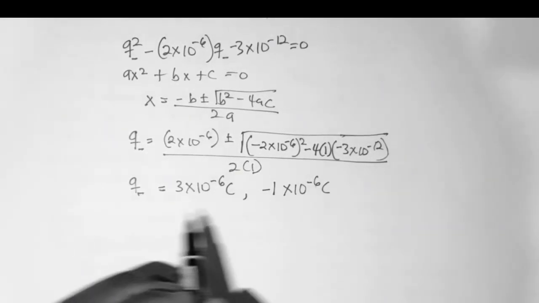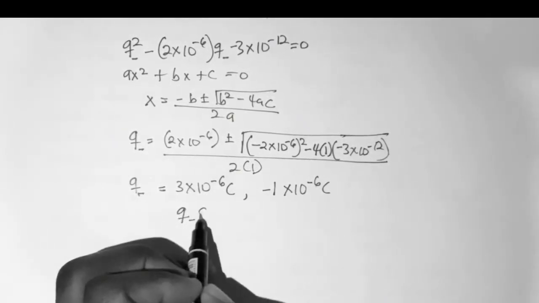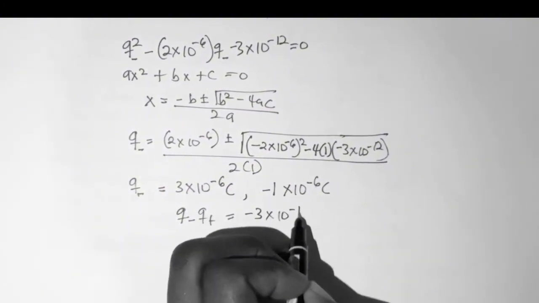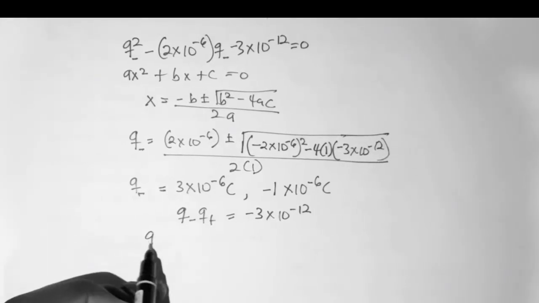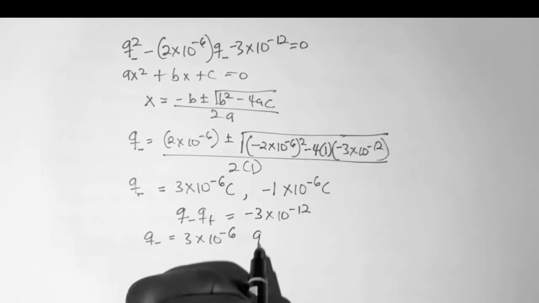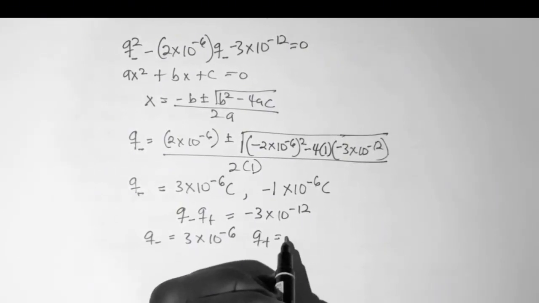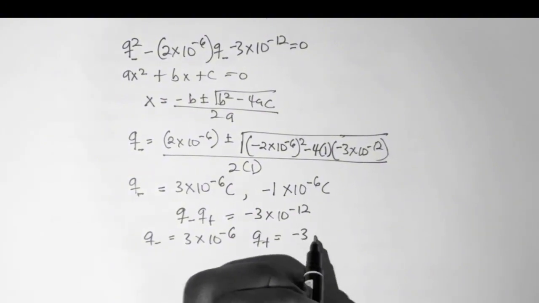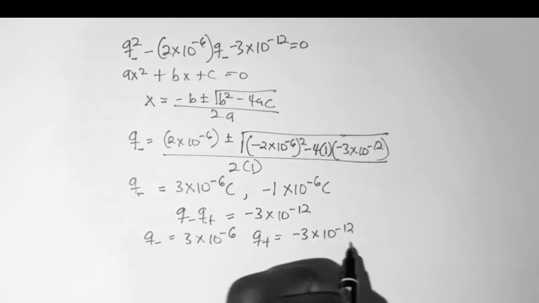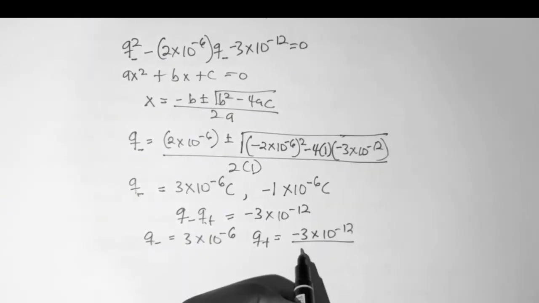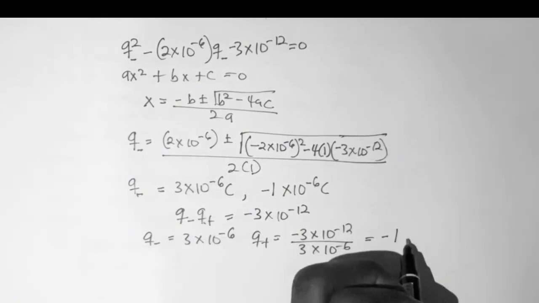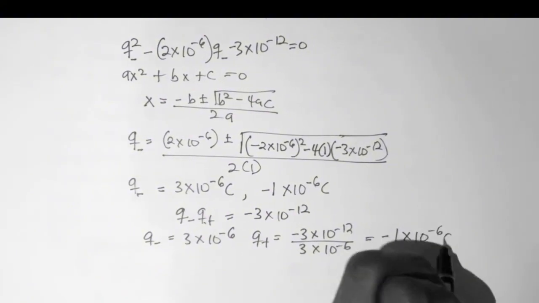So having found Q minus, remember that we said that Q minus times Q plus is equal to minus 3 times 10 exponent minus 12. So if Q minus is equal to 3 times 10 exponent minus 6, we are just making Q plus the subject here, minus 3 times 10 exponent minus 12 divided by Q minus, which is 3 times 10 exponent minus 6. That will give us minus 1 times 10 exponent minus 6 coulombs.